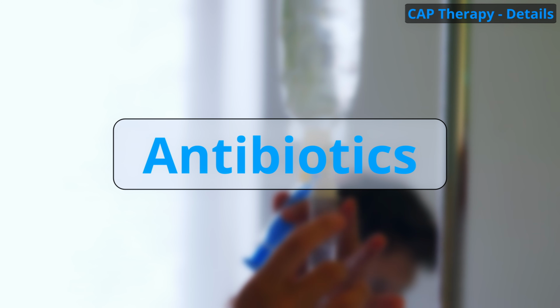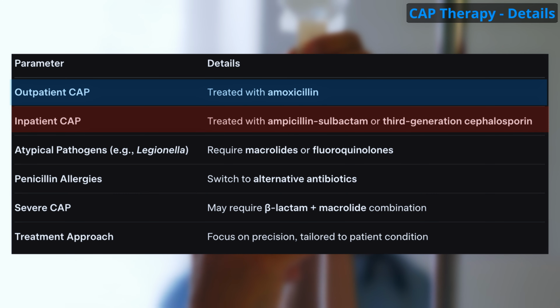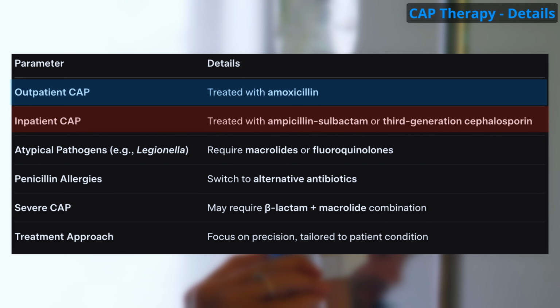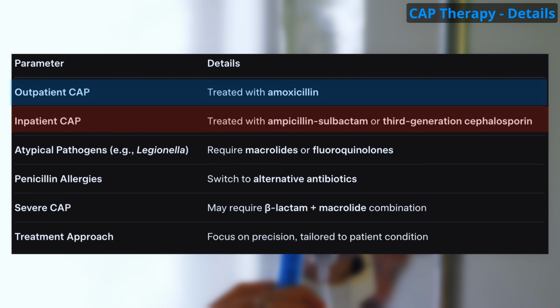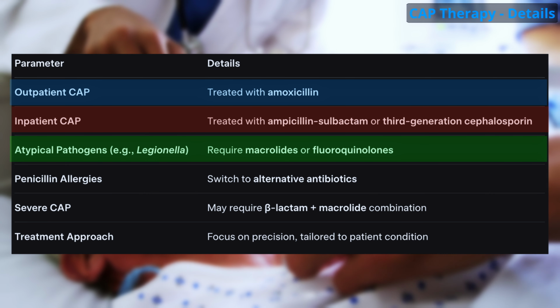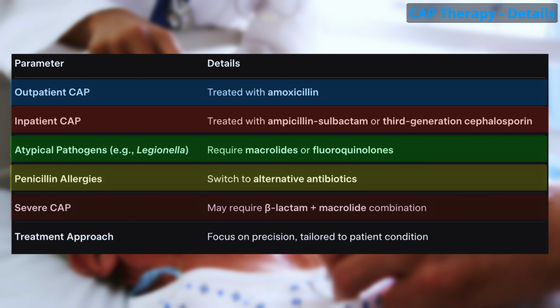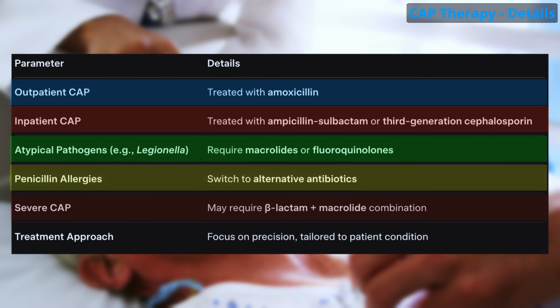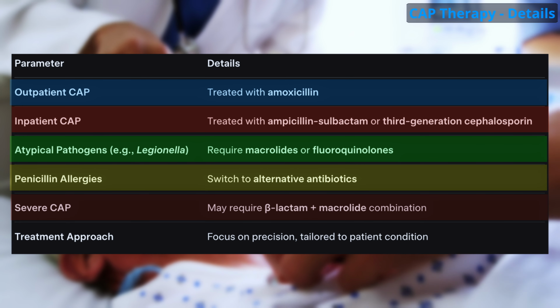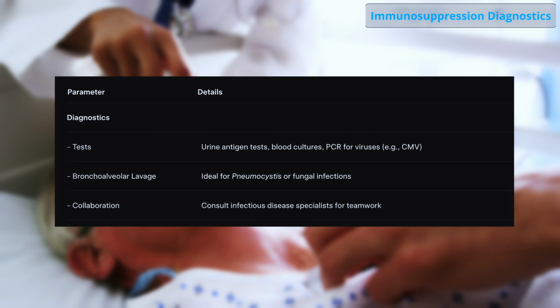Antibiotics are the key. Outpatient CAP gets amoxicillin. Inpatient cases receive amoxicillin and sulbactam or a third-generation cephalosporin. Atypical pathogens like Legionella require macrolides or fluoroquinolones. For penicillin allergies, we switch to alternatives. Severe CAP may need a beta-lactam and macrolide combination. It's about precision. Immunocompromised patients need special care.